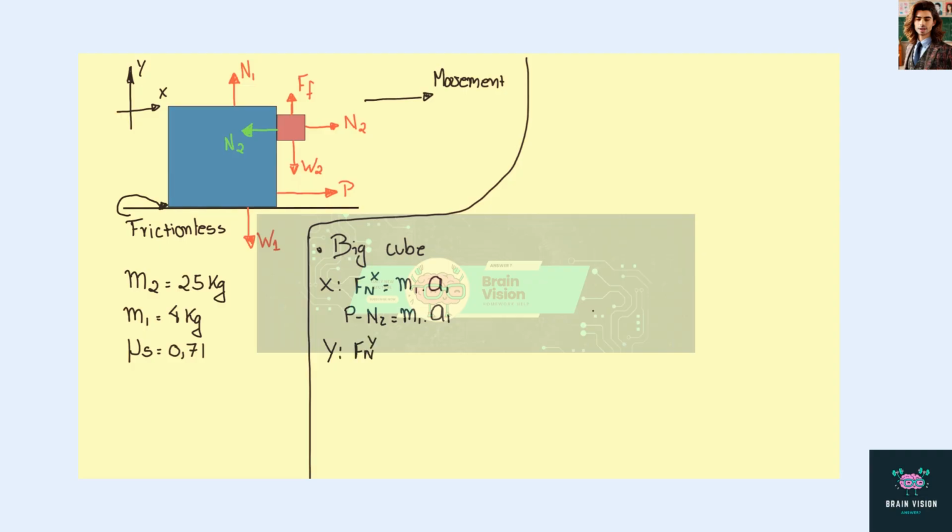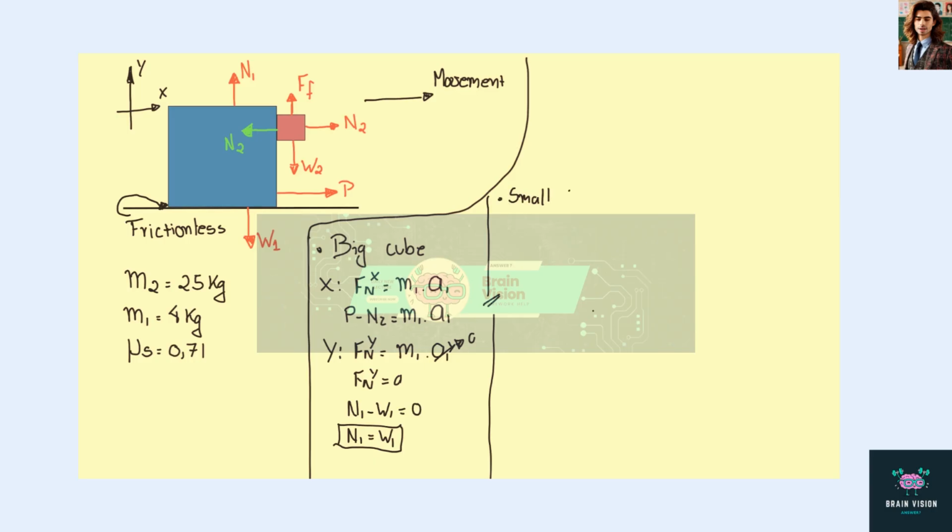Now do the same for the y-axis. The net force on the y-axis that acts on the big cube is equal to the mass of the big cube times its acceleration in the y direction. Notice that it's not moving in the y direction, therefore its acceleration is equal to 0. Then the net force in the y direction is equal to 0, and the net force is composed by the normal N1 and the weight W1. Then N1 minus W1 is equal to 0, meaning that the normal force that acts on the big cube is equal to its weight. This was an obvious result, so this equation, I believe, is not really helping us to solve this problem.